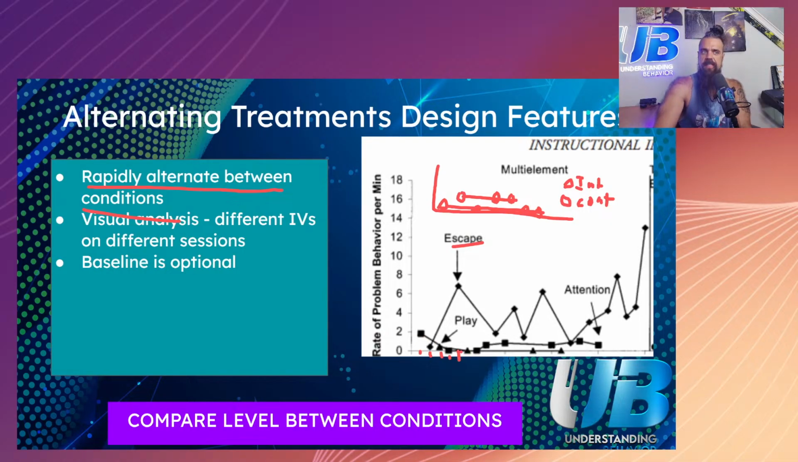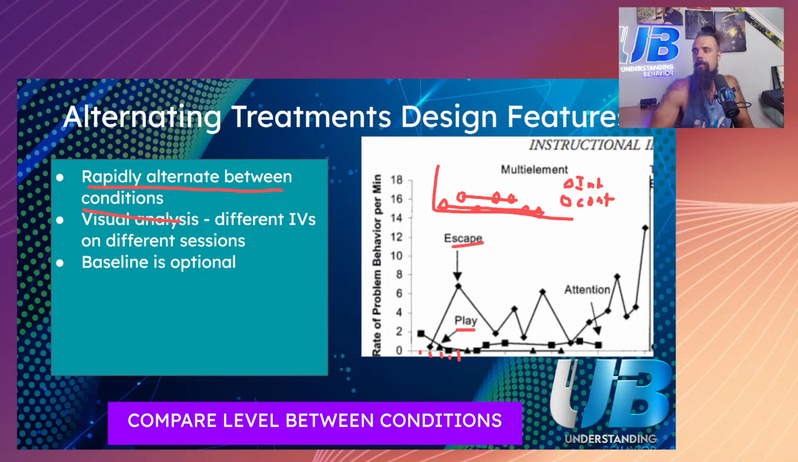Oftentimes what we do is have a control condition or a baseline condition that we'll rapidly alternate between. So you may have noticed that this one is looking at a functional analysis. In a functional analysis, our play condition serves as the control condition. So we're just throwing that in the mix of all the other conditions with the alternating treatments design.